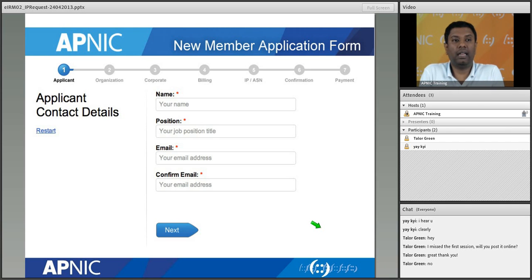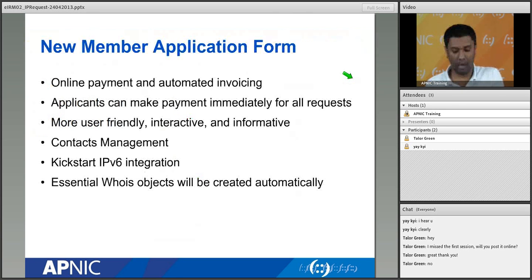When you send the request, there are 6 stages that you need to go through. Application, where you provide your organization name or your name, your email address, and so on. Then your organization information, then your corporate information, then your billing address, then IP and AS number request detail, then a confirmation page, where you will see a summary, and then payment, and that's it, done.